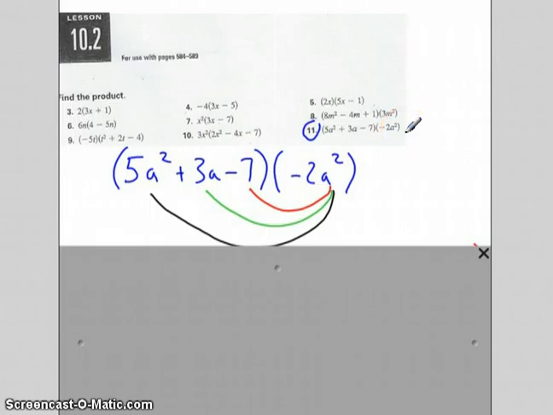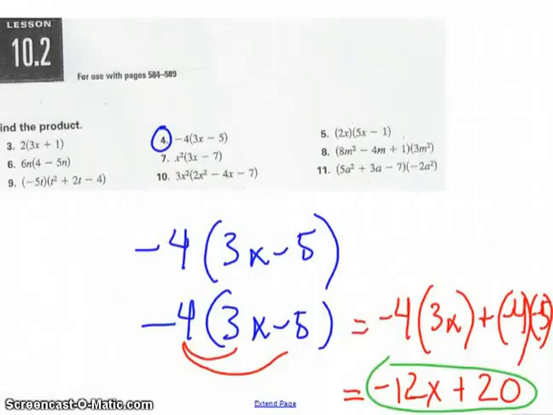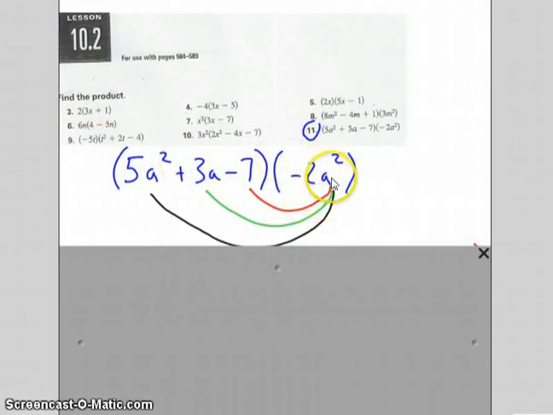Well, again, you're distributing, but this time you're distributing from the right instead of the left. Just looking back here, in this case, you were distributing the negative 4 to the things inside of the parentheses on the right. This time you're distributing the negative 2a squared to the things inside the parentheses on the left. And the reason you're doing it is because you're going from the smaller number of terms to the larger number of terms. So negative 2a squared times each of those pieces.